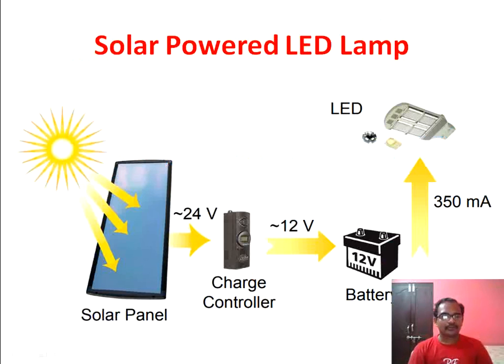LED lamps. From a solar panel, we take the energy and feed it to the charge controller and then to the battery bank, and from the battery bank the LED lights will take the energy in our homes, like garden lights and all these LED lamps. That is how the solar LED lamps function.